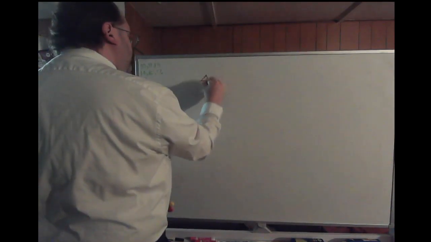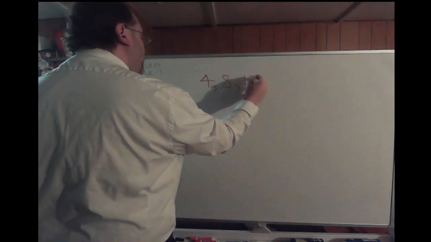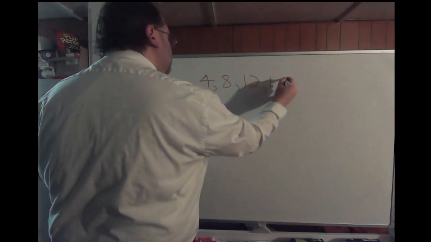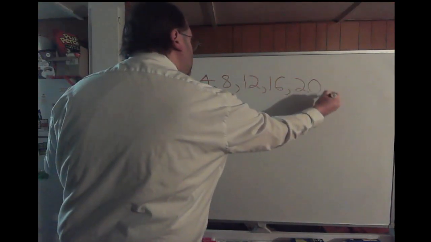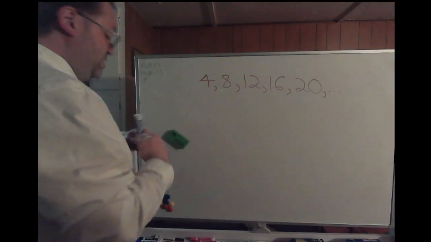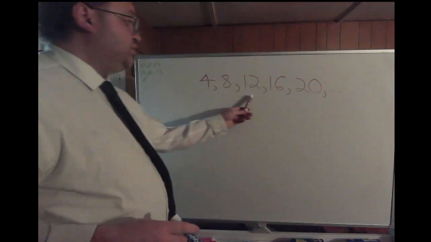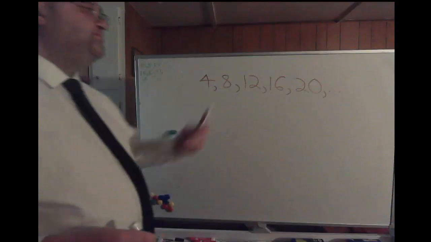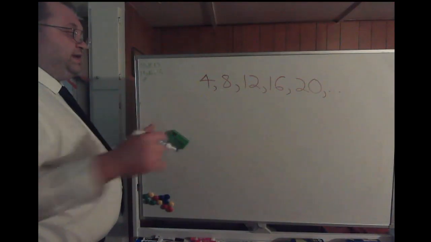We have 4, 8, 12, 16, 20, and then it just keeps going, of course. Well, again, you've got a pattern. You've got 4, 8, 12, 16, and 20. Are there any common numbers between each of the numbers?